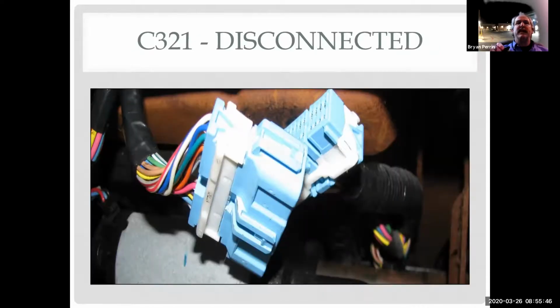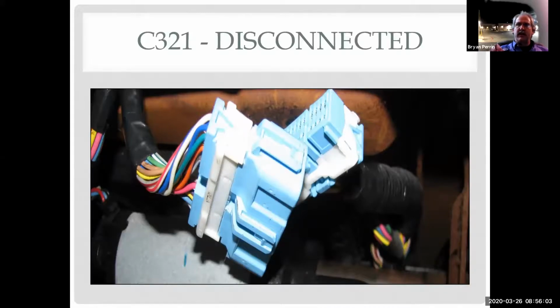So what we did is we disconnected the module and we still had our voltage. So we started looking at connectors and we found an offending leg. And when we unplugged this connector, we no longer were shorted.